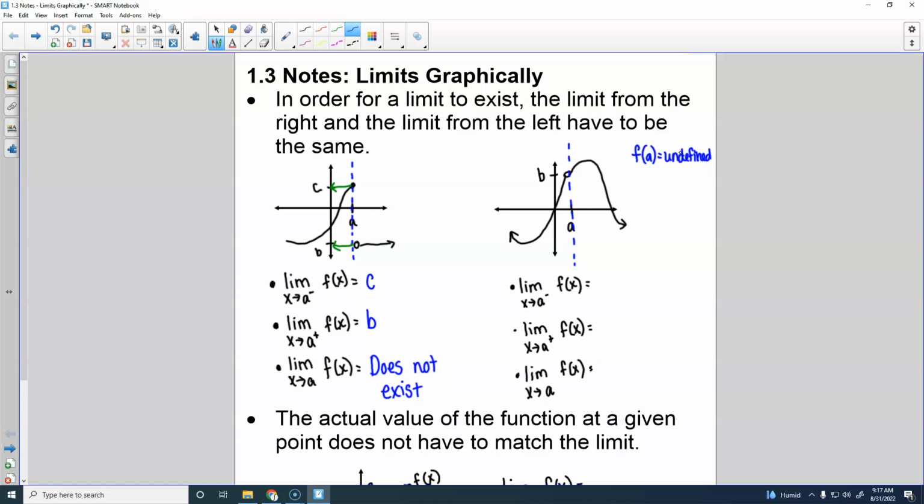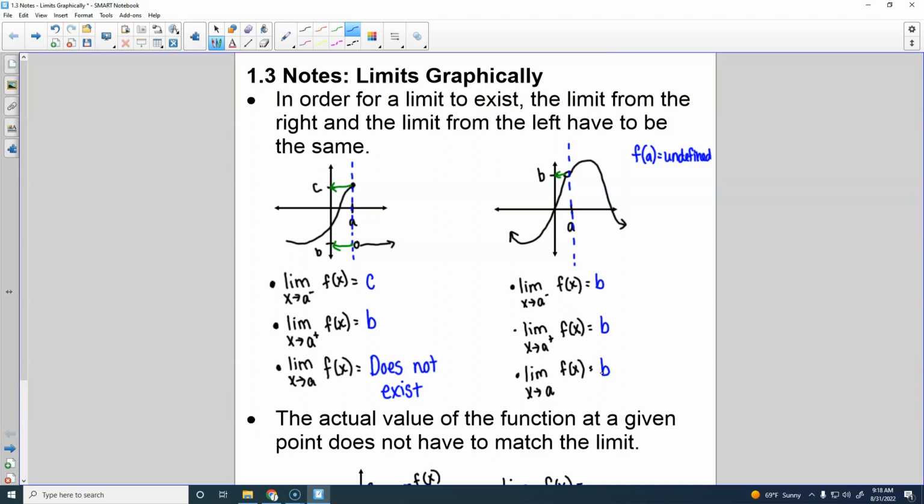So if we look at this, as we approach that line from the left, we go to this point right here. So we will look over here to the y-axis. That y-coordinate is B. The same thing is going to happen from the right side. We go to that same point. Y-coordinate is B. So since our limit from the left and limit from the right are the same, we would also have a limit of B for the limit as x approaches A of f of x. Okay, questions on that?